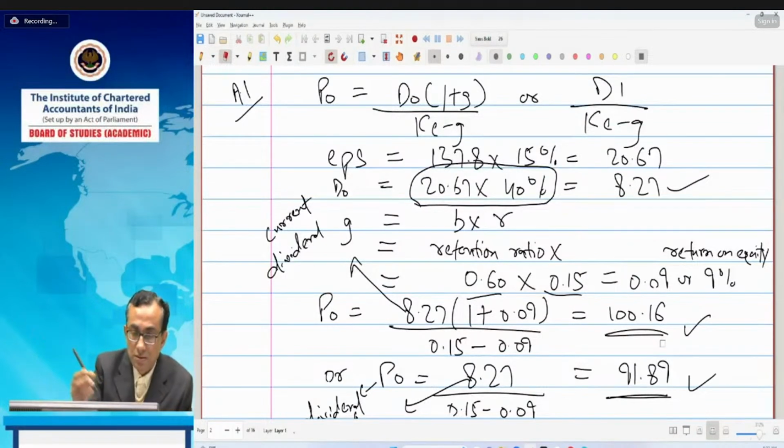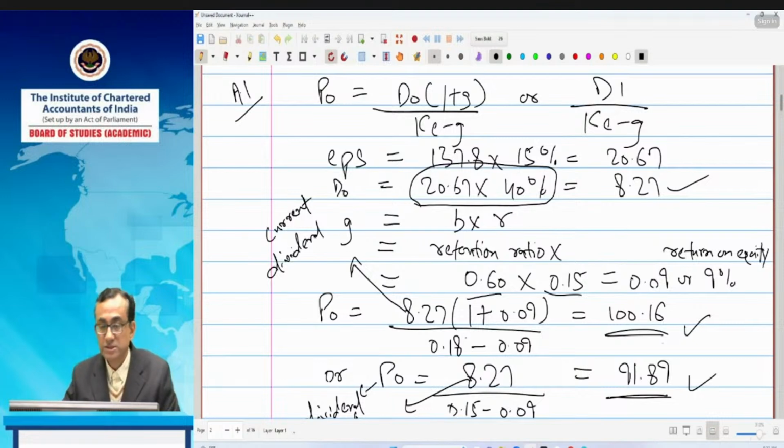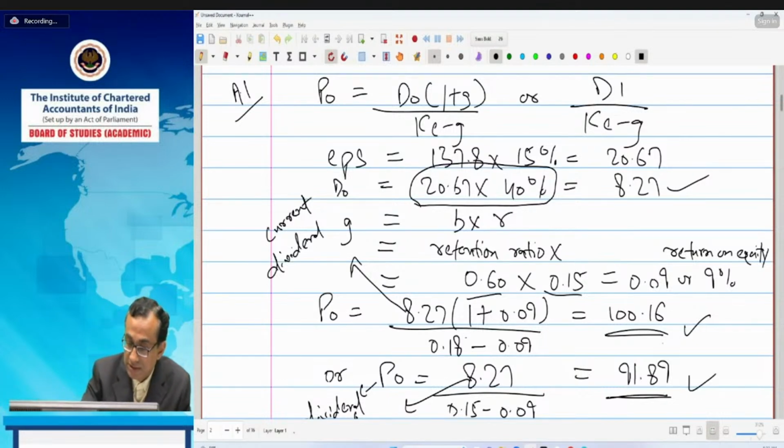Okay. My apologies. It is actually 18%, 0.09... this confusion is creating trouble for you. 18% will be the discount rate. So, thank you for pointing it out. As it has been inadvertently written, it is actually 18%. 18% will be the discount rate.